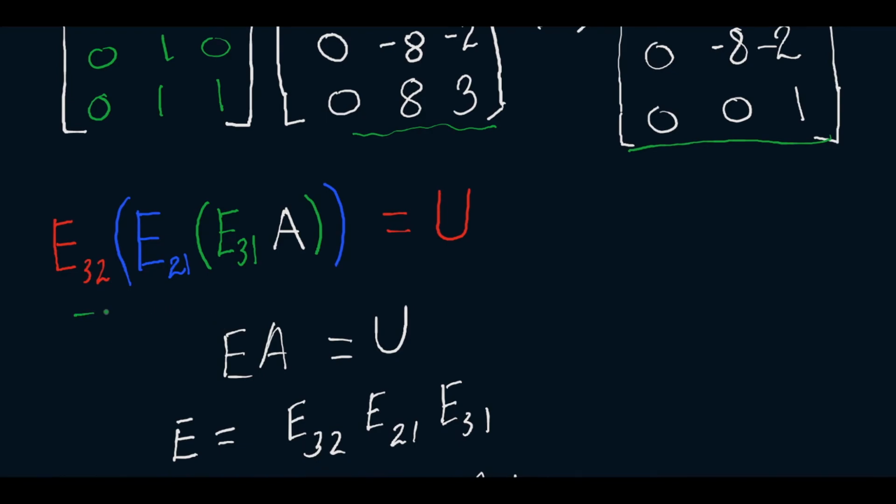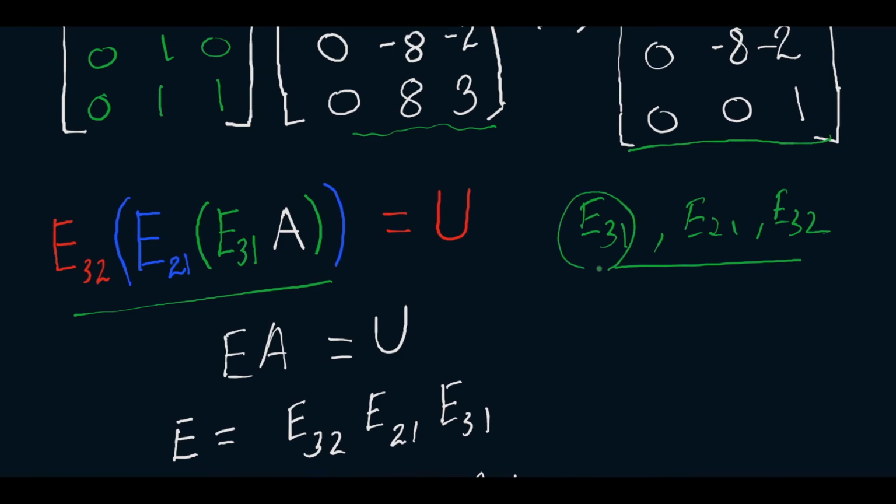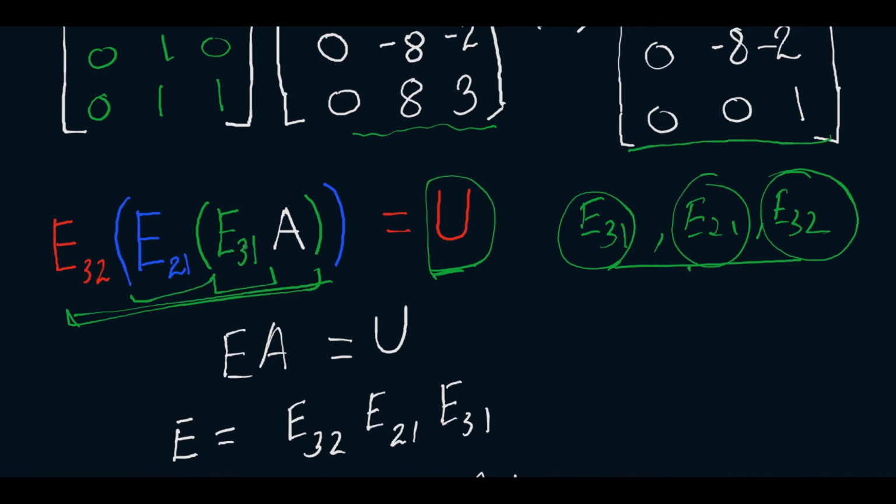Now we just saw all three matrices: E31, E21 and E32. The first operation was done by E31, the second operation was done by E21 and the third operation was done by E32. This gave us the upper triangular matrix U. The first operation was done by E31, the second by E21 on the matrix E31 times A, and the third operation was done by E32. Now we can separate out this whole elimination matrix and write our equation in the form EA equals U.